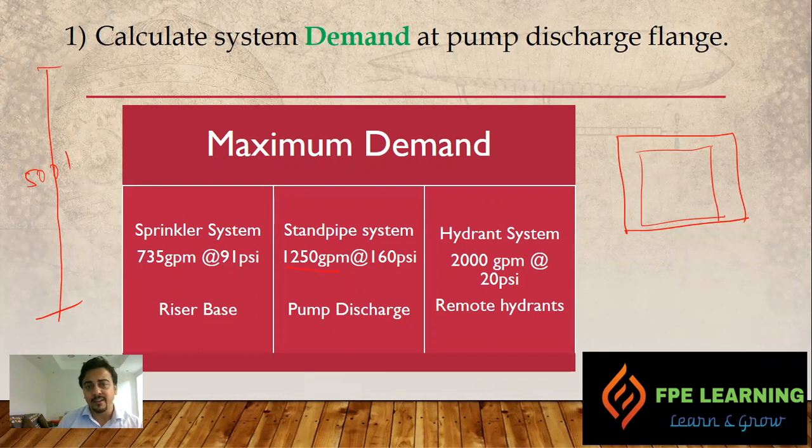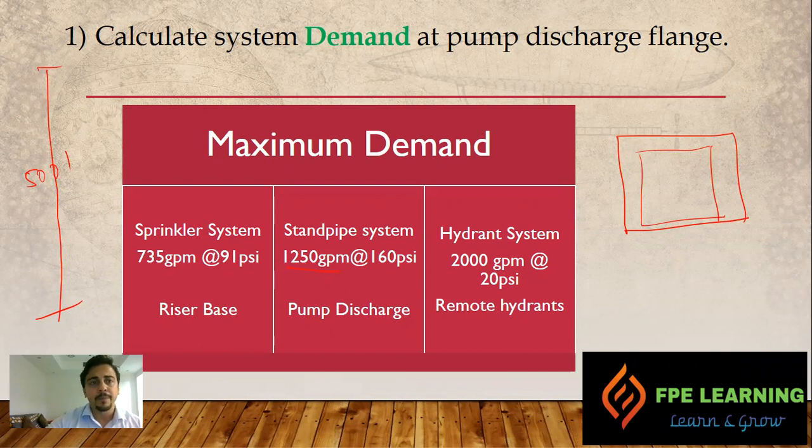So for these scenarios, you have to make sure your pump can supply 2000 GPM. At the same time, it can supply 160 psi pressure. It can produce 160 psi pressure at 1250 GPM flow, right? So this is how you have to make some iteration, to design or select a fire pump.